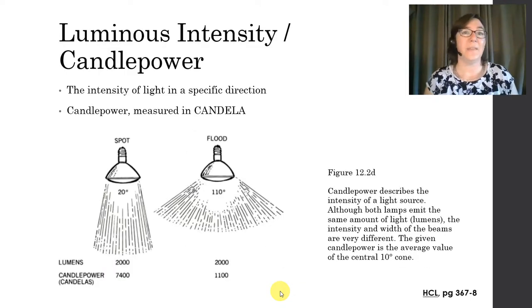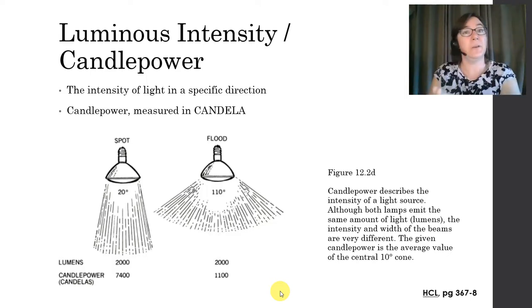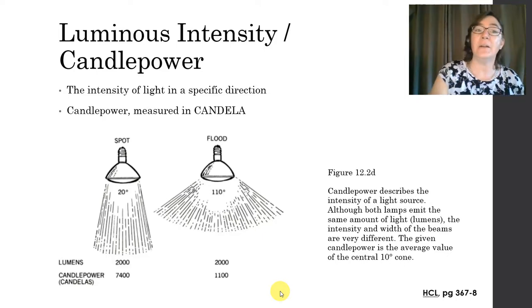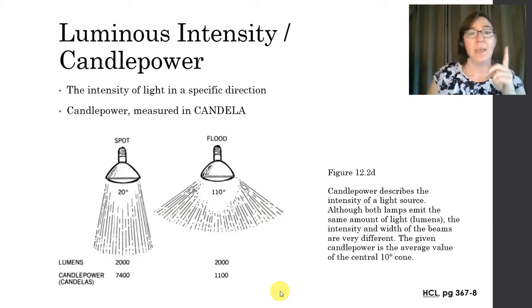The next way that we measure light is called luminous intensity, or also called candle power. These mean the same thing. This metric measures the intensity of light in a specific direction because light is directional. Candle power is measured in candela. That's its unit of measurement. And so take a look here.